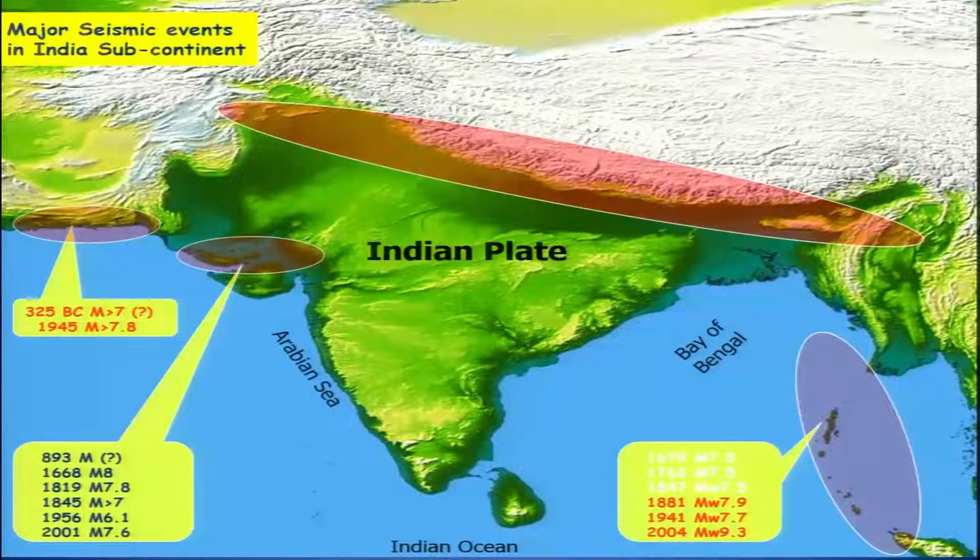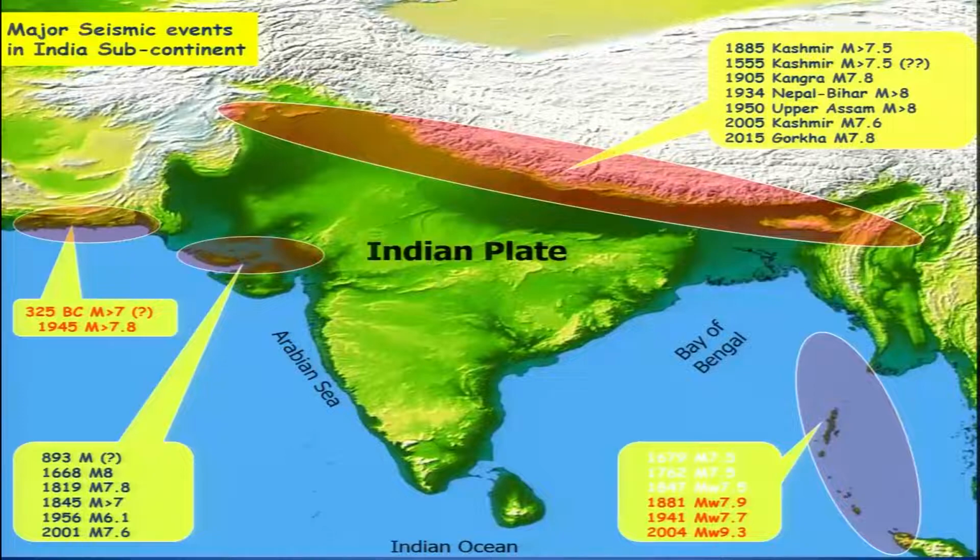We will talk more about the Himalayan zone here. If you look at the past historical data, we have earthquakes in 1885, 1555, 1905, 1934, 1950, 2005 and 2015. These are all earthquakes which are greater than 7.5. We have not listed any earthquake which is less than 7 in this list. But these are few earthquakes which were recorded or described in historical chronicles.